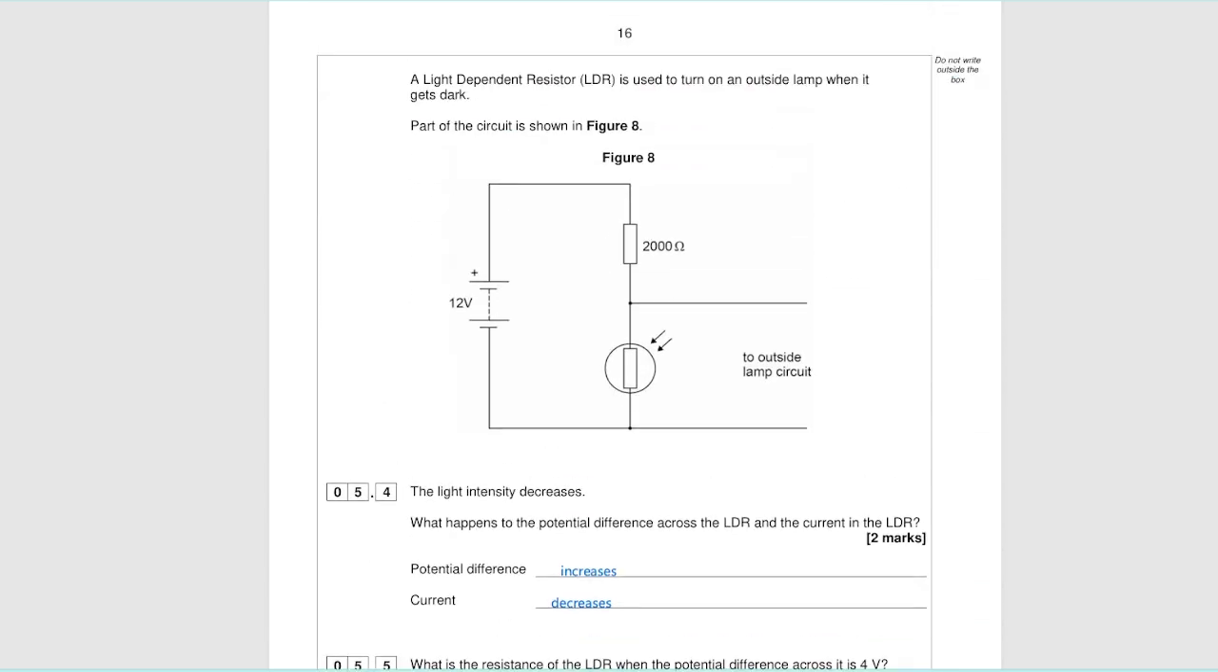Anyway, moving on. A light-dependent resistor is used to turn on an outside lamp when it gets dark. Part of the circuit is shown in figure 8. The light intensity decreases. What happens to the potential difference across the LDR and the current in the LDR? Well, an LDR has a decreased resistance when light intensity increases. So a light intensity decreasing would lead to it having a high resistance. And what would a high resistance do? It would mean that the potential difference would increase and the current would decrease.